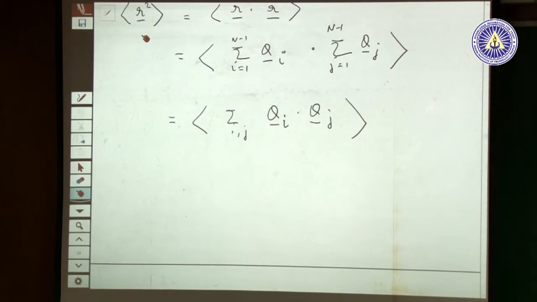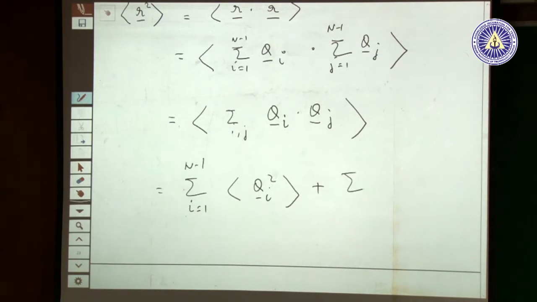Now, i and j cycle over all 1 to n minus 1, but we can think of first picking out all those where i is equal to j. So, I will write this as a sum of two terms, i going from 1 to n minus 1 where i is equal to j, and then this would just be q_i squared, plus all the remaining ones where i is not equal to j, where I would have q_i dot q_j, right.